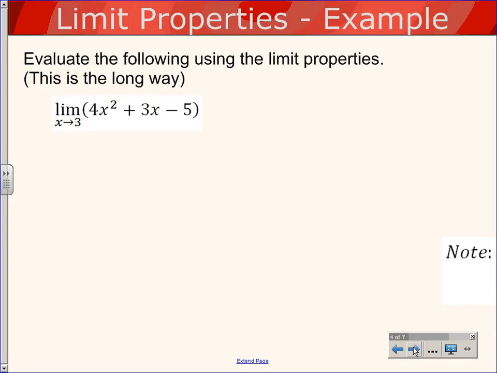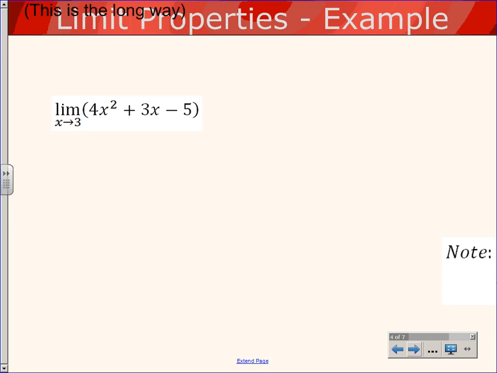Okay, evaluate the following using the limit properties. This is the long way. We are not going to do this very often. So we're going to try and think about all those limit rules that we had. I'm going to jump back and forth a little bit so we can see it. Notice this is just a quadratic. Okay, so a very simple function.